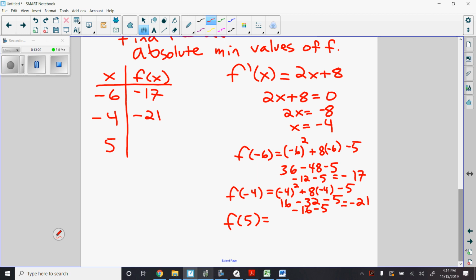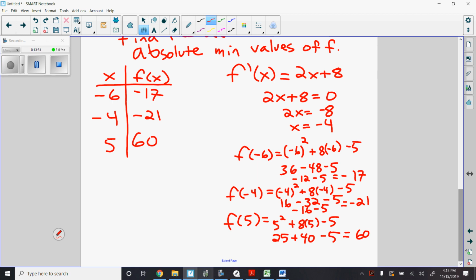And lastly, I'm going to check f of 5. So I'm going to have 5 squared plus 8 times 5 minus 5. That's 25 plus 40 minus 5. 25 plus 40 is 65. 65 minus 5 is 60. That was the easy part.